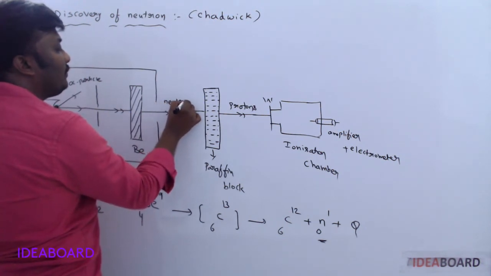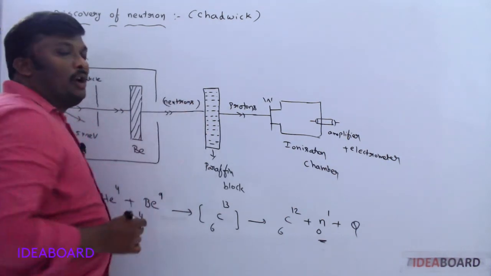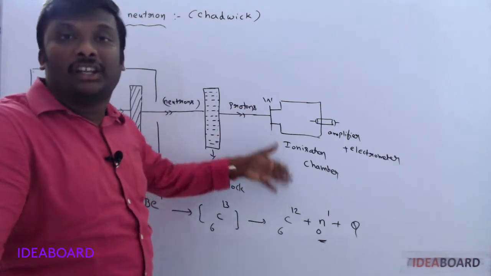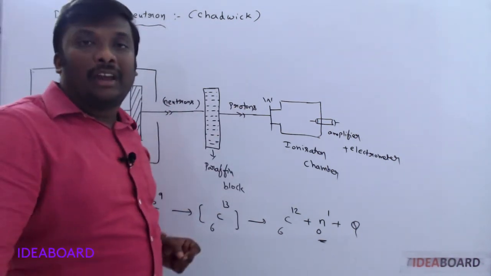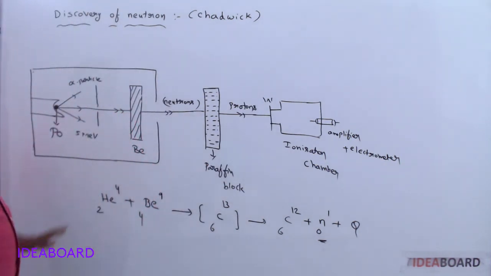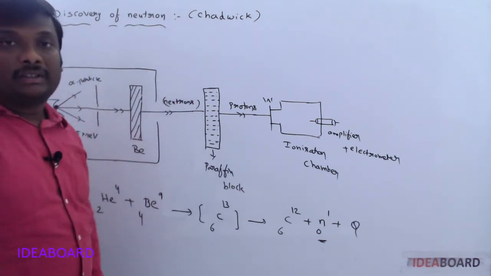So from the beryllium nuclei, what is released? Neutrons. So neutrons are released. Initially they didn't know the nature of the particles. That's why they were named beryllium radiations. After the discovery of the neutron, they were identified as neutrons. Clear? This is the experimental setup of Chadwick.